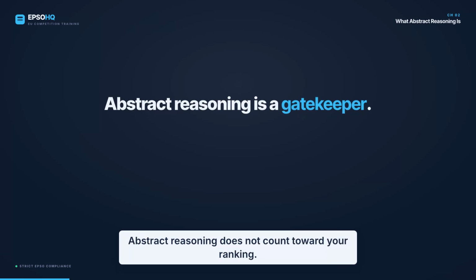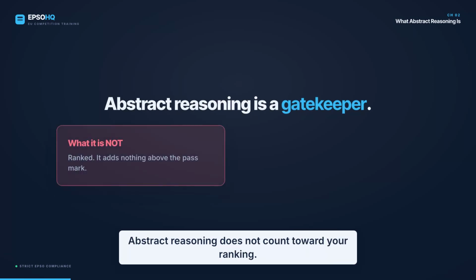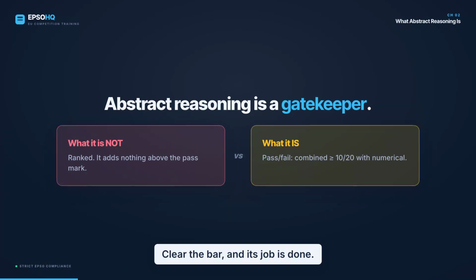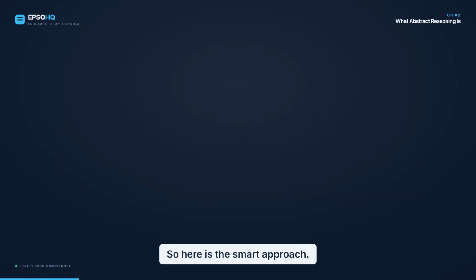One fact shapes your whole strategy. Abstract reasoning does not count toward your ranking. It is a pass or fail gatekeeper. Combined with numerical reasoning, you simply need at least 10 out of 20 across the two. Clear the bar, and its job is done.